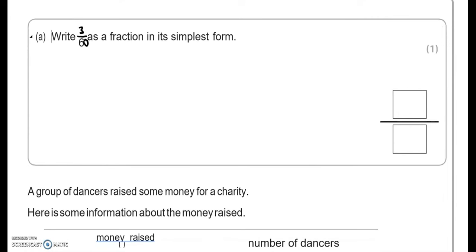Write 3/60 as a fraction in its simplest form. So 3/60. We can divide both of them by 3. So 3 divided by 3 gives us 1. 60 divided by 3 gives us 20.